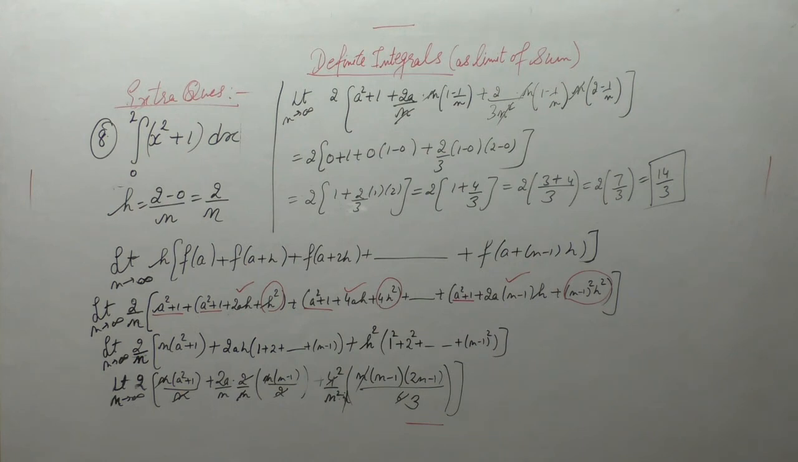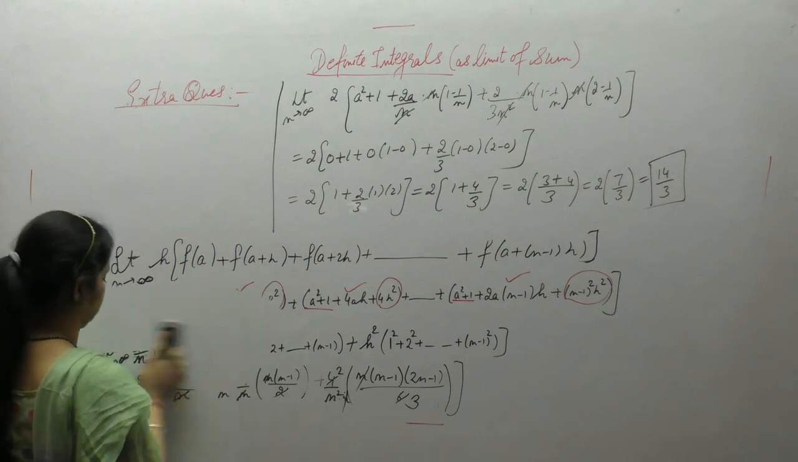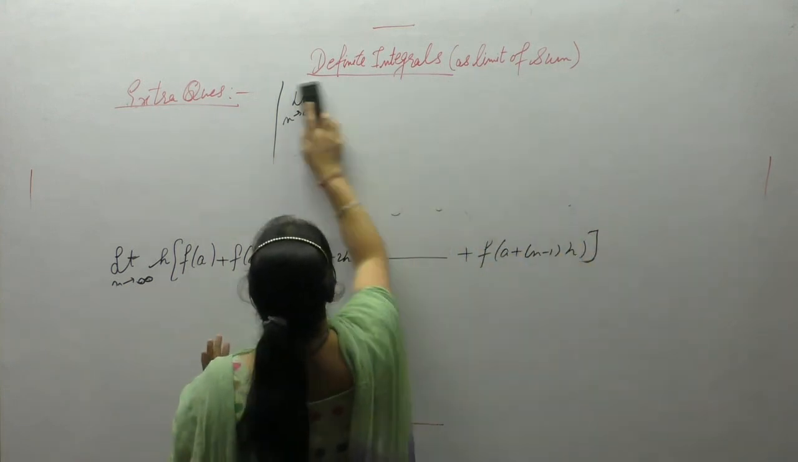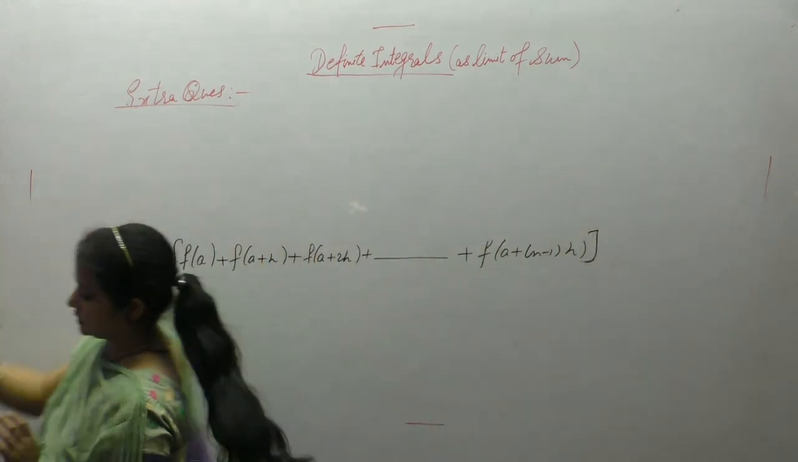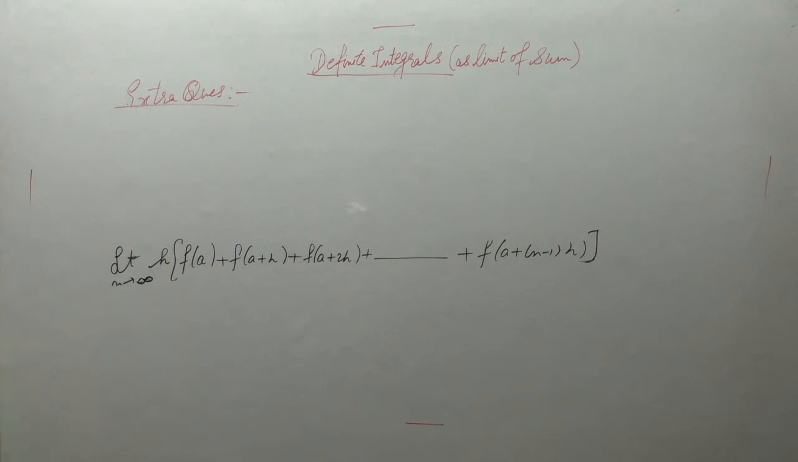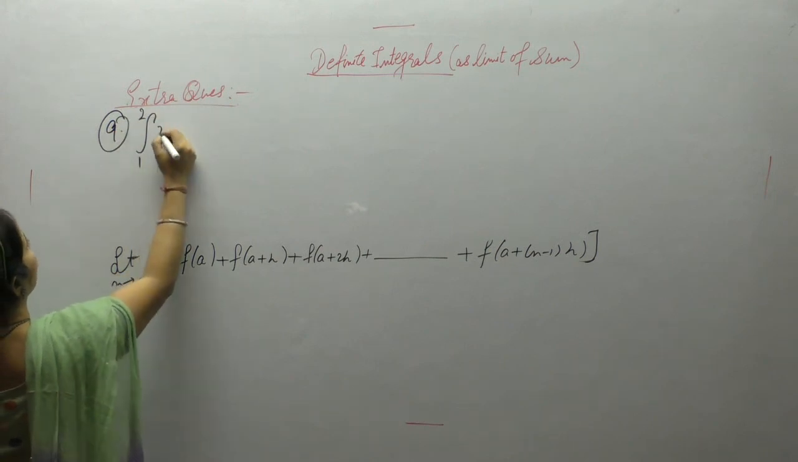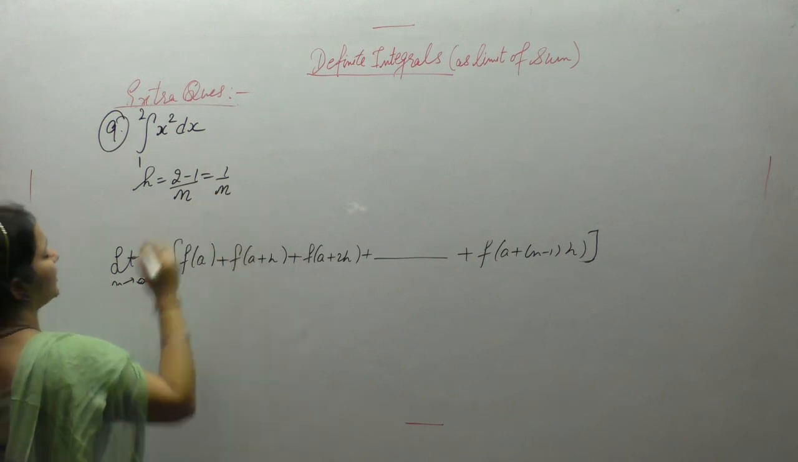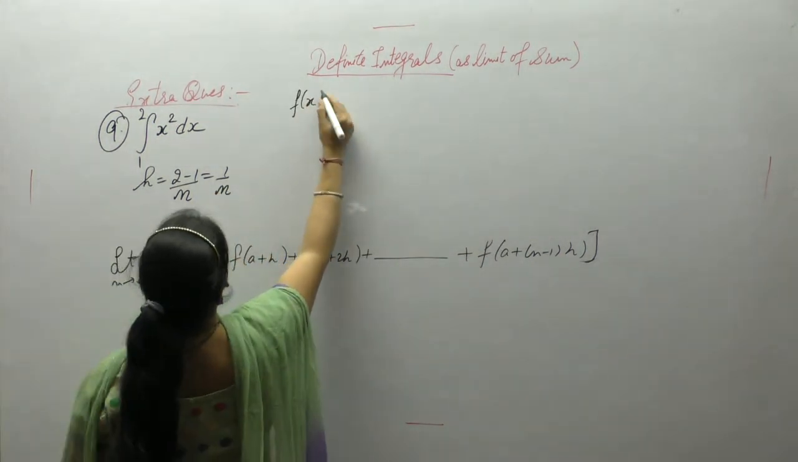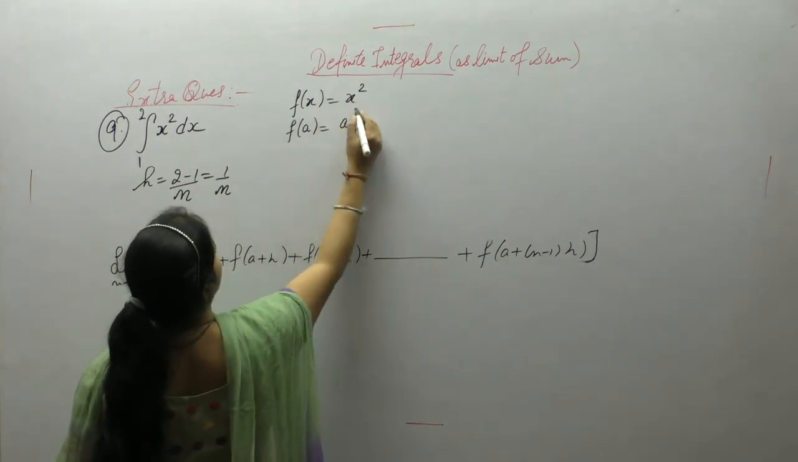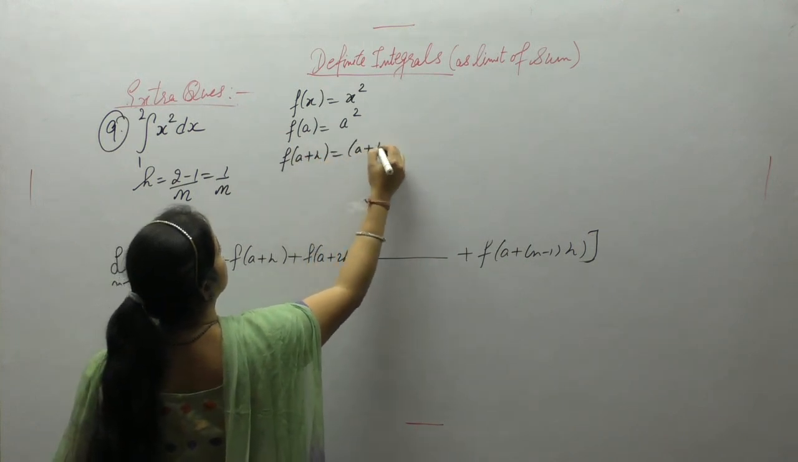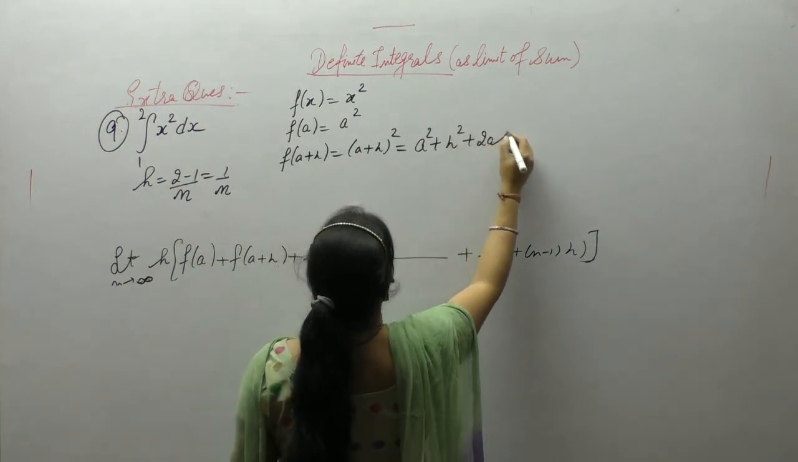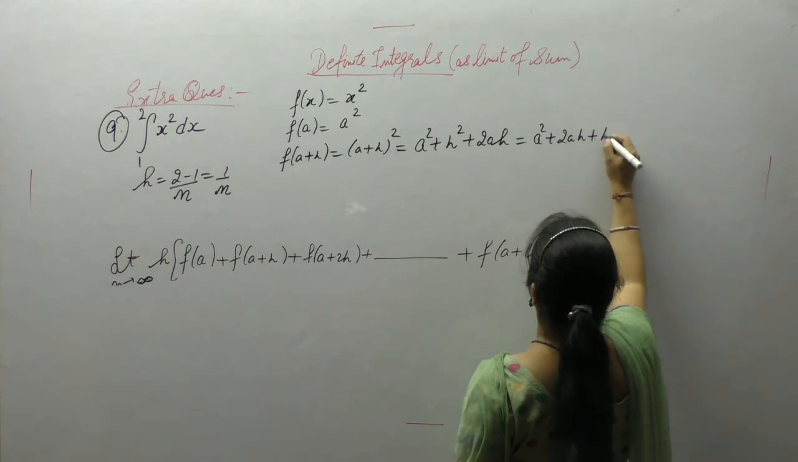Now the next is integral 1 to 2 x square dx. h is b minus a, upper limit minus lower limit upon n, so 1 by n. f of x is x square. f of a is a square. f of a plus h, a plus b whole square is equal to a square plus b square plus 2ab, so a square plus 2ah plus h square.